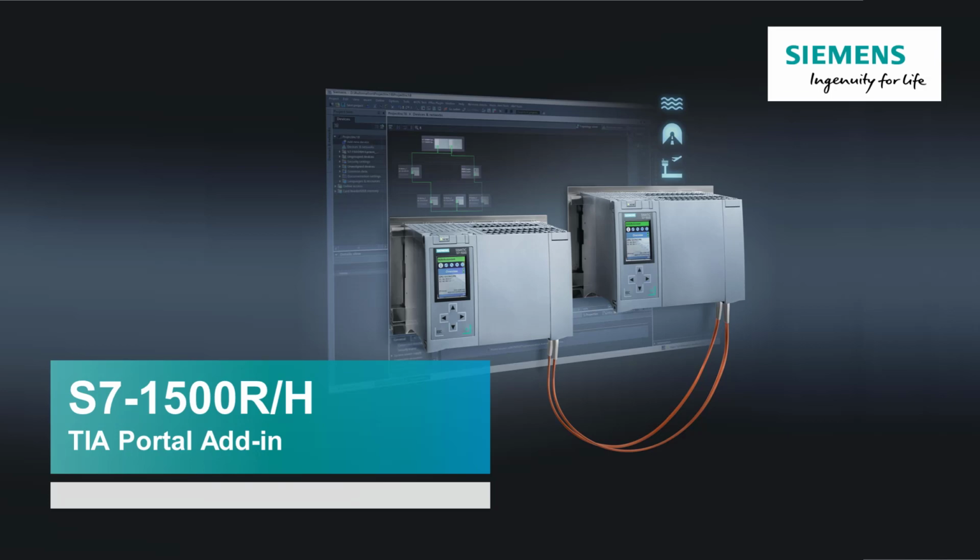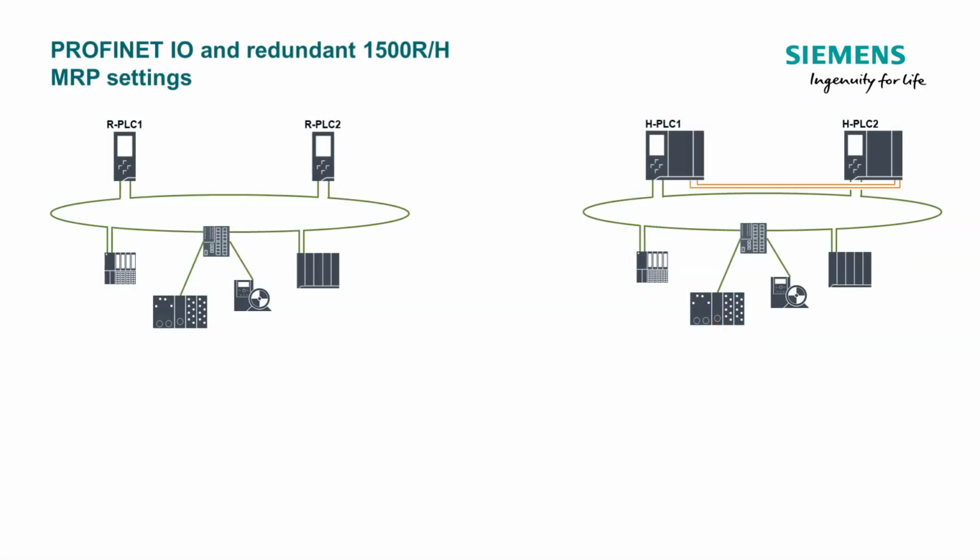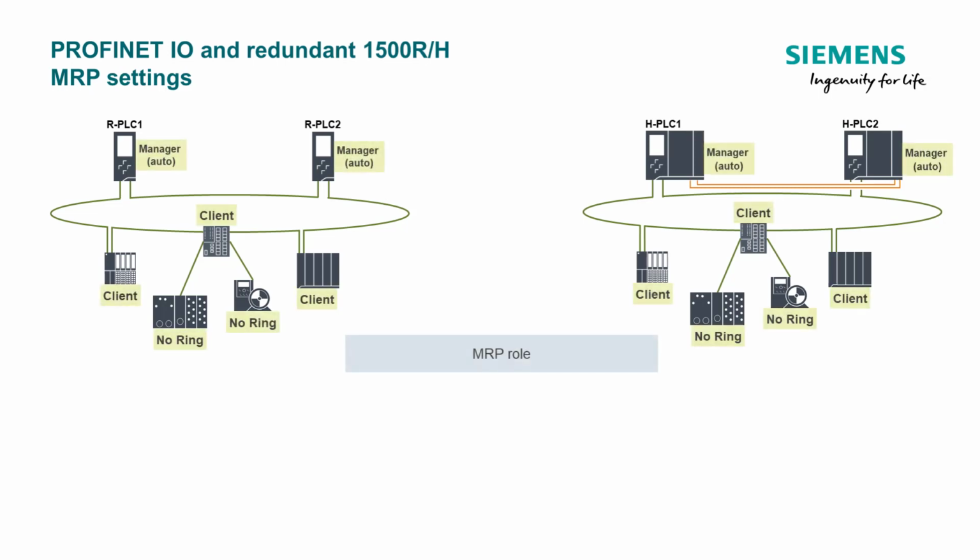But if we want to understand why the tool is needed, we need to understand the parametrization steps for PNIO devices. In case of R and H systems, the handling of assigning PNIO devices is as simple as for standard systems. But a S7-1500R and a S7-1500H system requires an MRP configuration. It is needed to set some parameters for the standard and the system redundant PNIO devices.